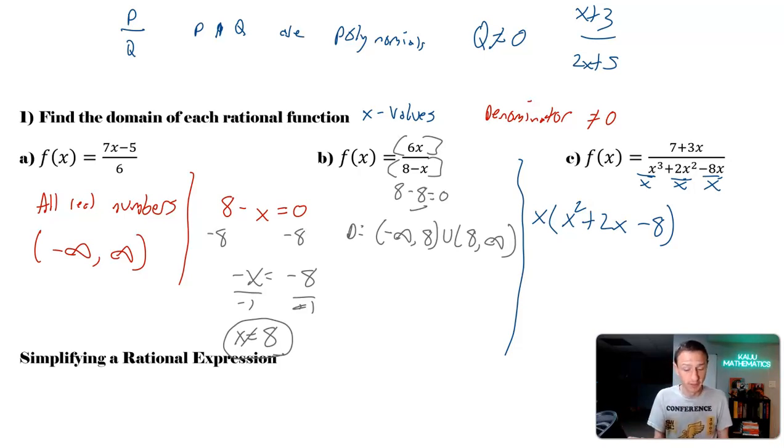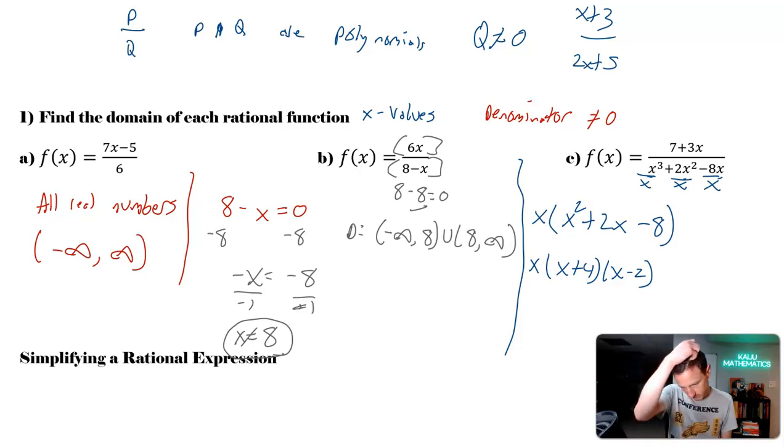So to figure out what values would cause the issues in the denominator, we want to factor still. So this is going to be x. Two numbers that multiply to negative 8 add up to positive 2. That's going to be x plus 4 and x minus 2. 4 times negative 2 is negative 8. 4 plus negative 2 is positive 2.